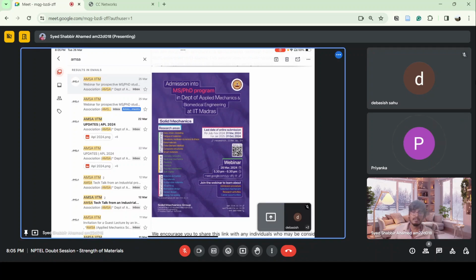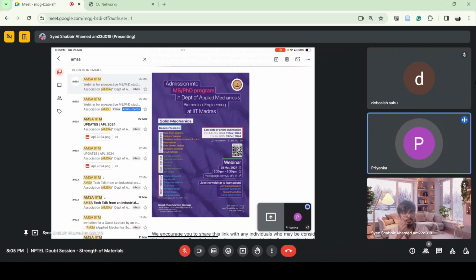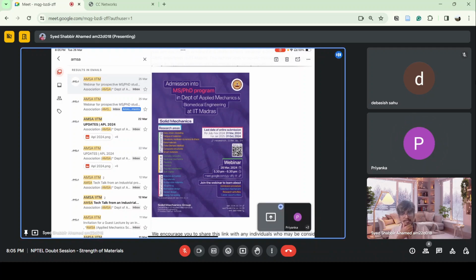Yes, sir. Thank you, sir. Sir, it is open to all? Yeah, open to all. Whoever is interested can join. Even if you are not joining, if you are interested, you can join. It's just an information and interactive session, so that a prospective student, if someone is considering it, can get to know about the department.